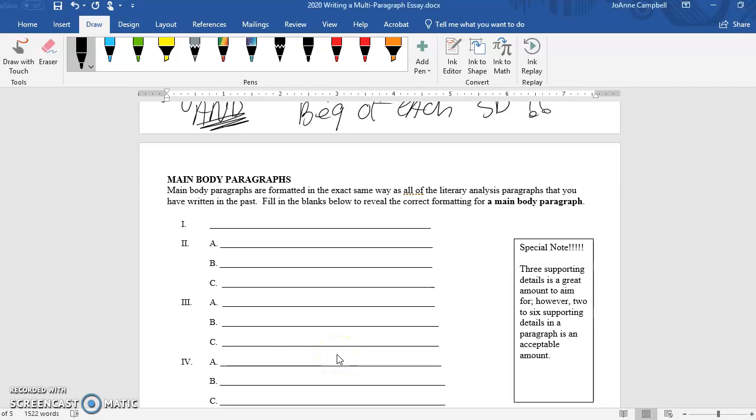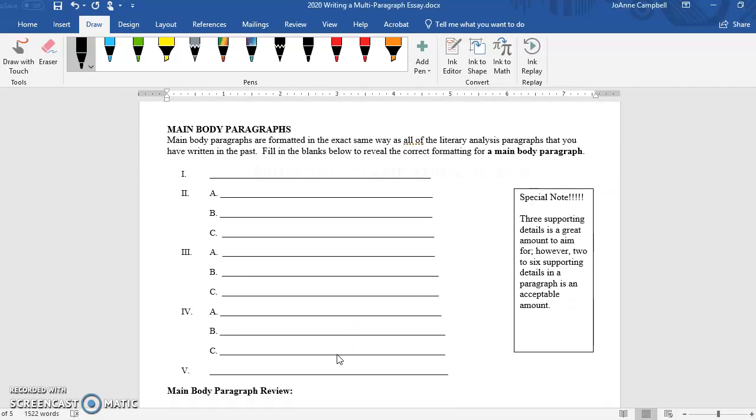Okay, this is the second part of the directions for the Romeo and Juliet multi-paragraph essay. So next up it says main body paragraphs. And again, you're going to have two, probably, main body paragraphs, up to four. And you're going to set them up the same way that we've been writing the one paragraph essays.